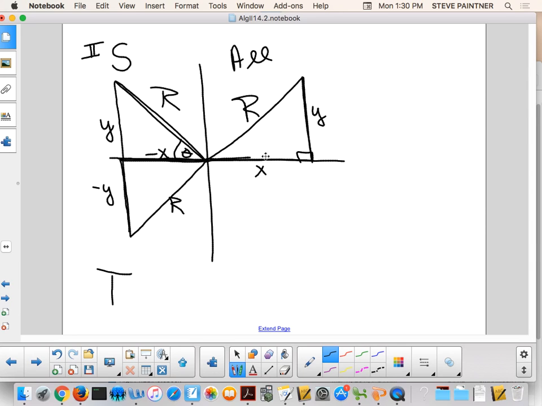Okay, let's just finish it. Positive x, what's this? Negative y, what's this? R. Okay, so what's sine of theta? Negative over positive. Negative. What's cosine? Positive over positive, positive. There it is. And what is tangent? Negative over positive, negative. Okay. So how are you going to remember this? STC.